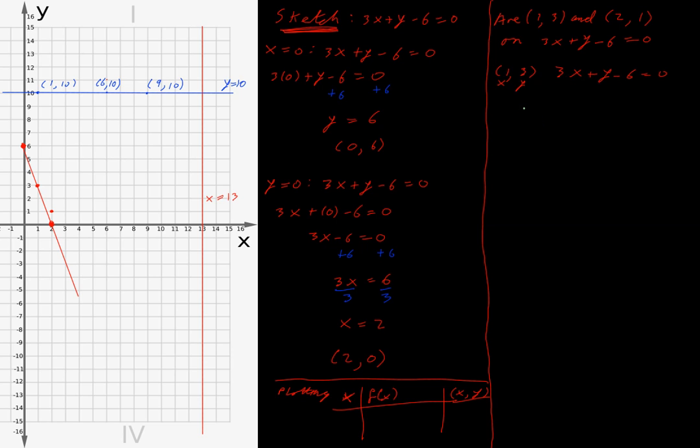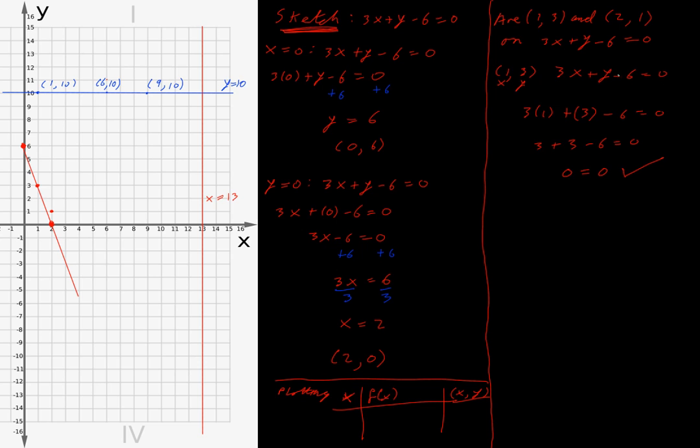So put in 1 where there's an x, put in 3 where there's a y, minus 6 equals 0. Do out the sum. 3 plus 3 minus 6 is equal to 0. Put that into your calculator and you'll get 0 equals 0. Now 0 does in fact equal 0. This equality is true. Therefore, this point is on the line.